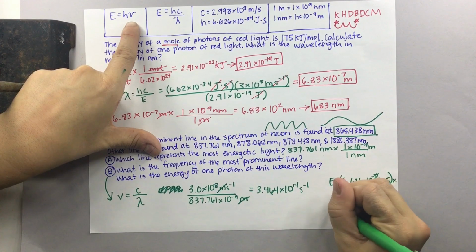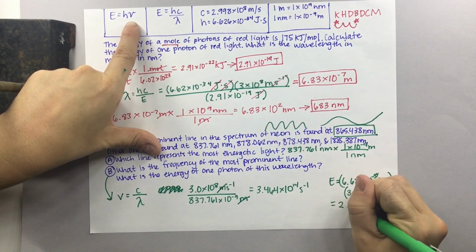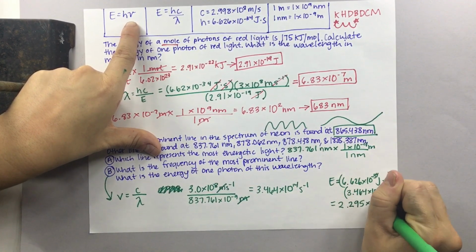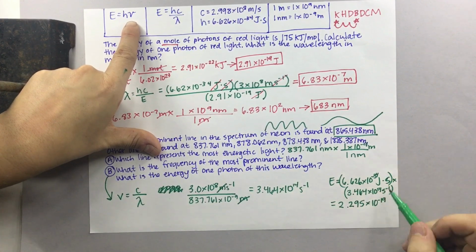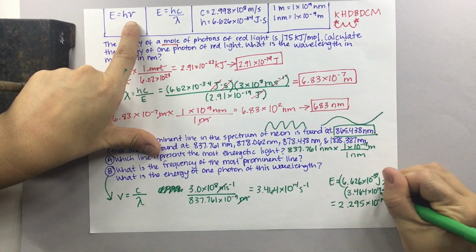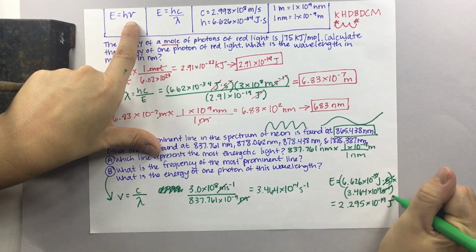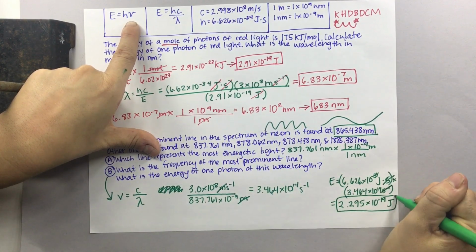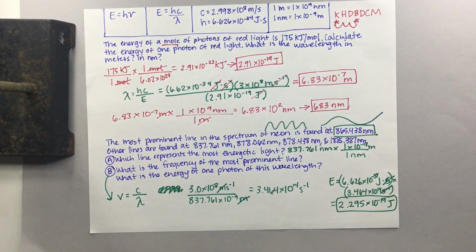When we do that, we get 2.295 times 10 to the negative 19. s negative 1 and s are going to cancel. We're left with joules, which is good because that is what energy is measured in. Alright, let me know if you still have questions.